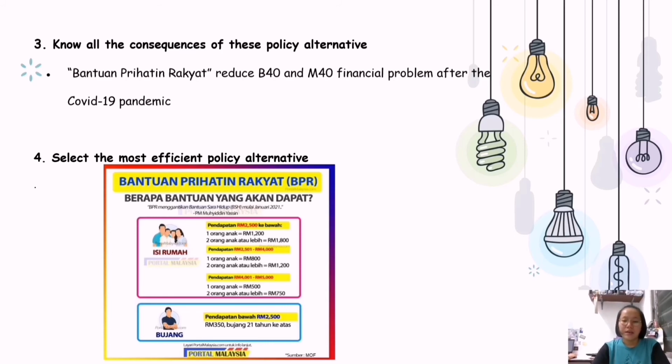For individuals who are single and whose income is less than 2,500 ringgit, they must be 21 years old or above so they can receive the welfare from the government. They will receive 350 ringgit each.